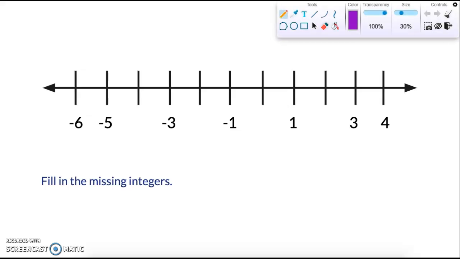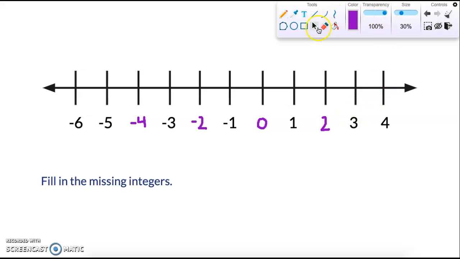If we have figured out that we are counting by 1s, I know that I'm going to go from -6 to -5, and this number is between -5 and -3, and just like 4 is in between 3 and 5, -4 is in between -3 and -5. So then -3, -2, -1, and then that's our transition to 0, and then 1, 2, 3, and 4.